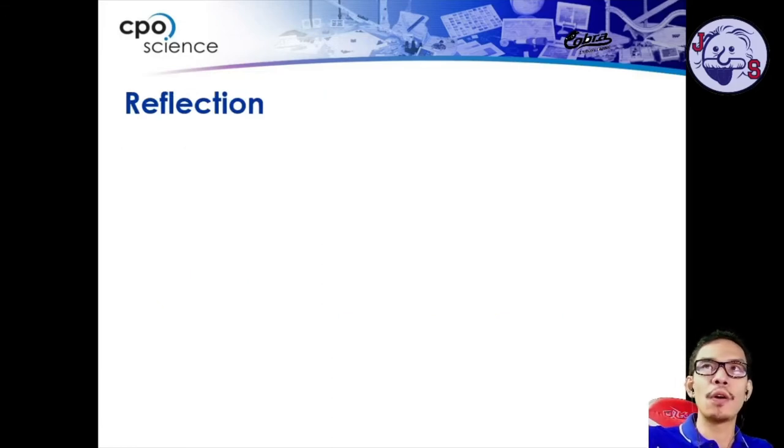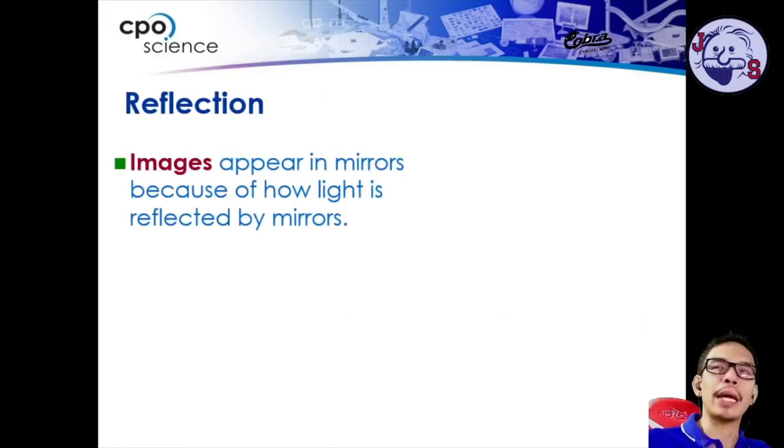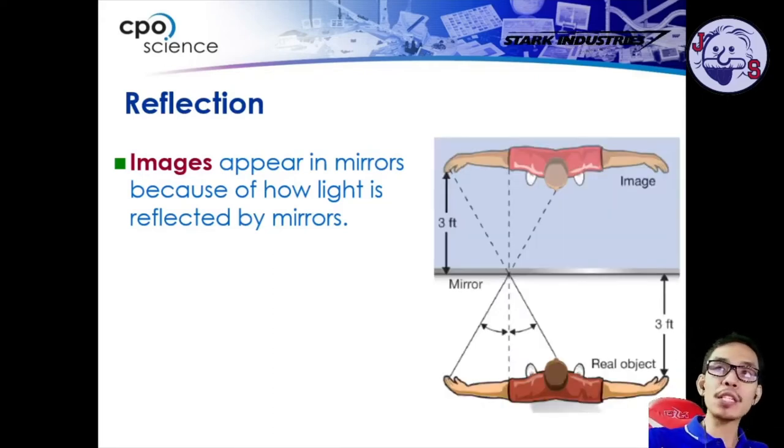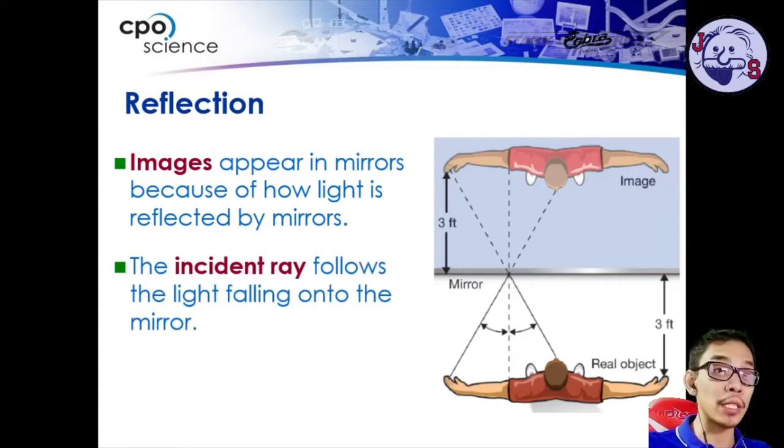The images that appear in the mirror, because of how light is reflected by the mirror, are based on reflection. There are two rays involved here. In a reflection, we have the incident ray. This is the light that falls onto the mirror. So that is the incident ray.